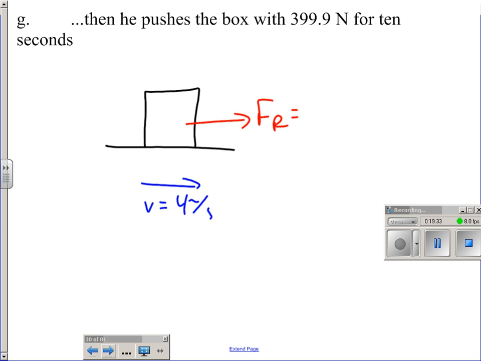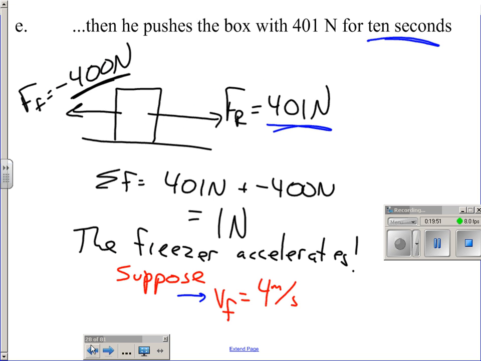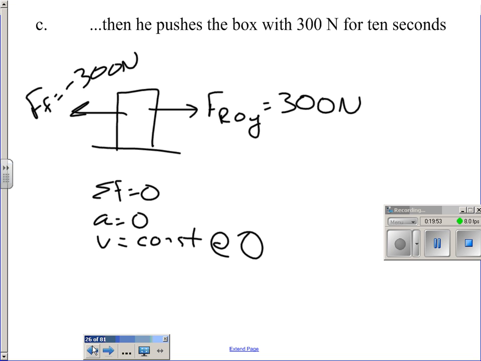Force of Roy is 399.9 newtons. Remember, because the box is moving, it doesn't want it to, and so friction is going to do everything in its power to stop it. So now the force of friction is still negative 400 newtons. The reason for that is because it's already moving. In the previous examples back here, when he pushed with 300 newtons, it exerted just enough to cancel it because it wasn't moving.